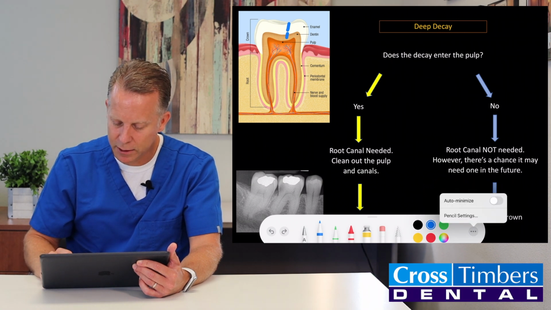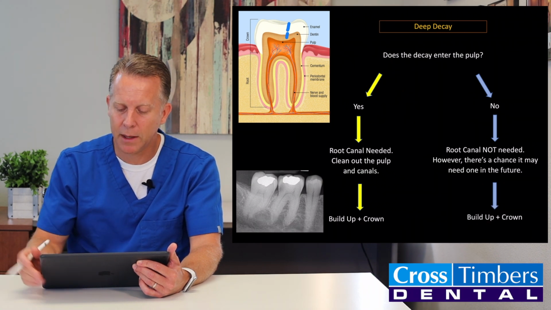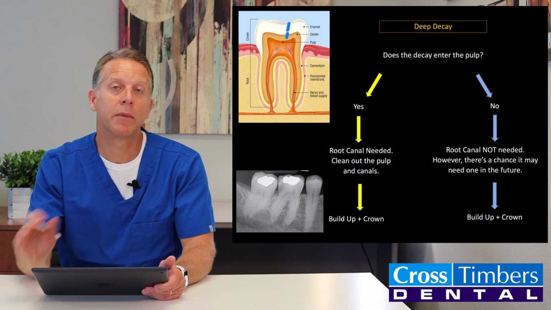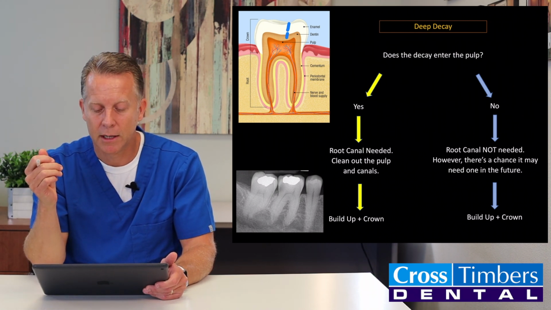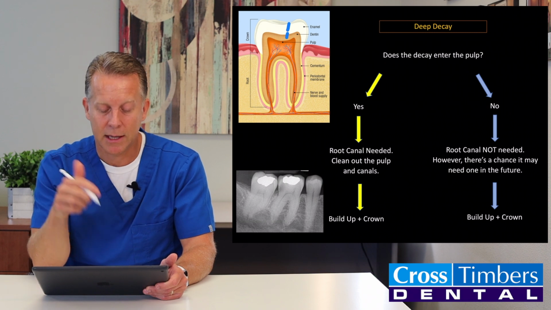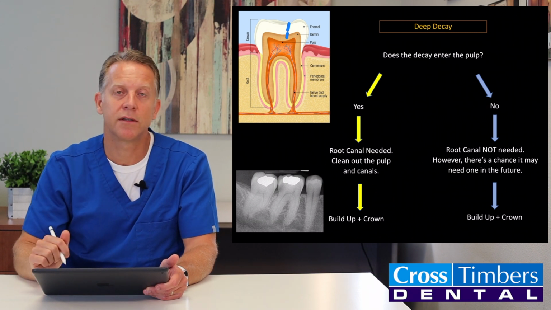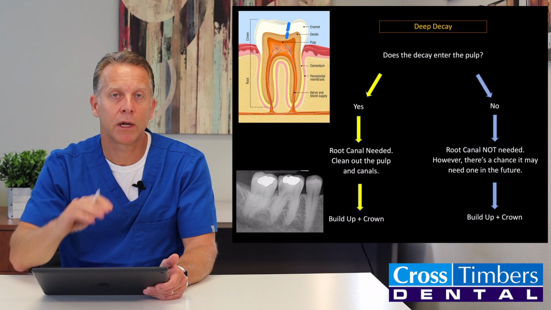And so that is the root canal process. So let's go through the flow chart on how that would happen. We're going to ask ourselves a question after we've removed all of the decay: does the decay enter the pulp? If yes, then the tooth needs to have a root canal. That means we go in and clean out the soft tissue.